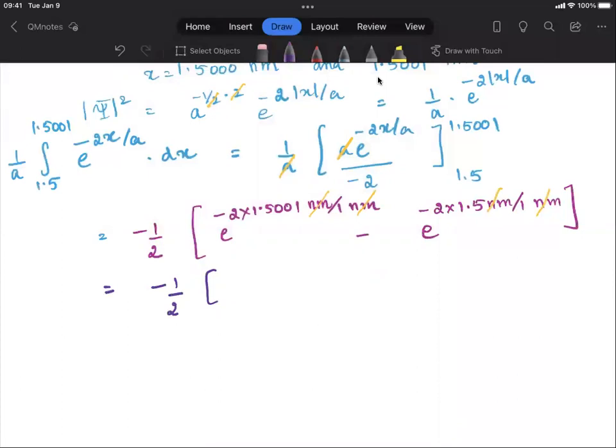So I am going to compute the value right now. Negative 2 times 1.5001 gives 0.049777... Negative 2 times 1.5 gives 0.0497877068.